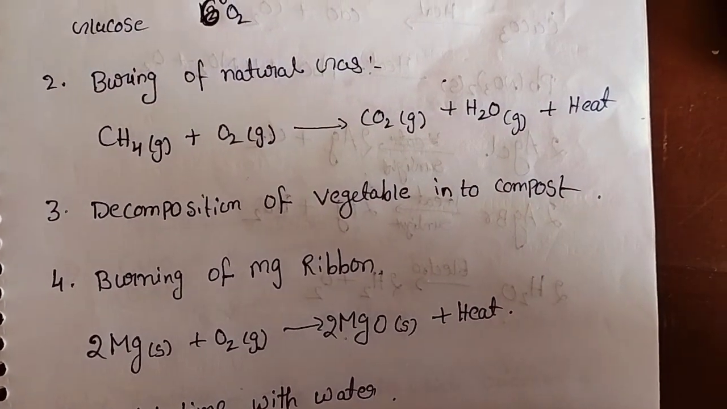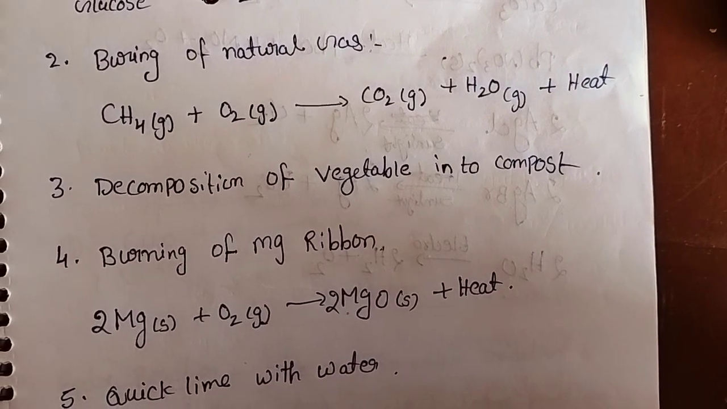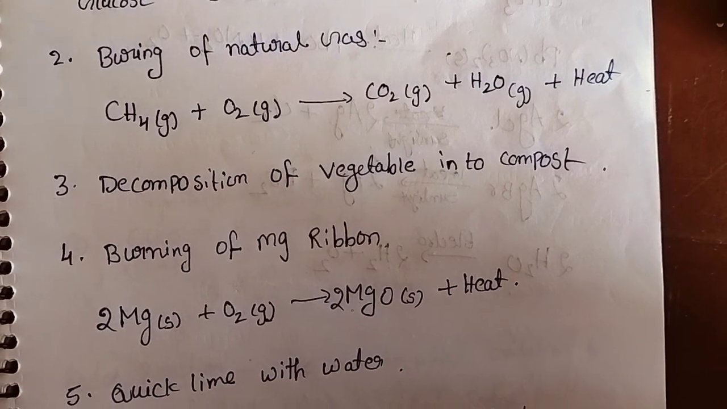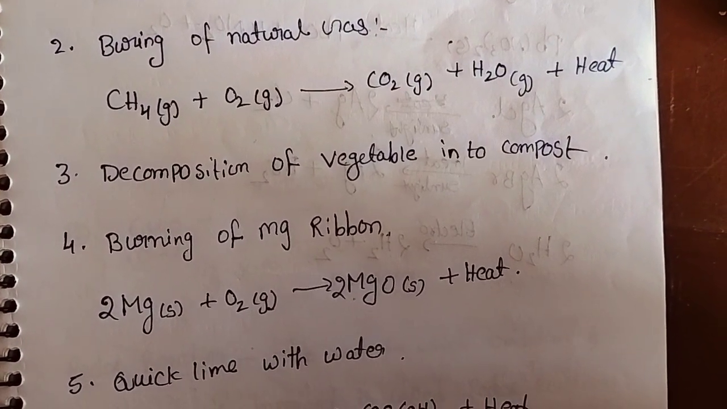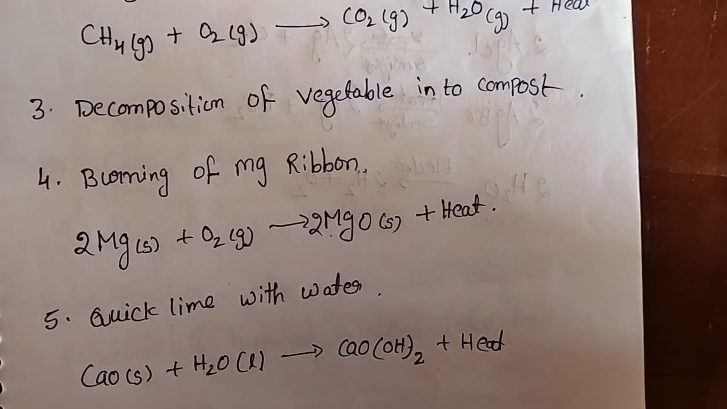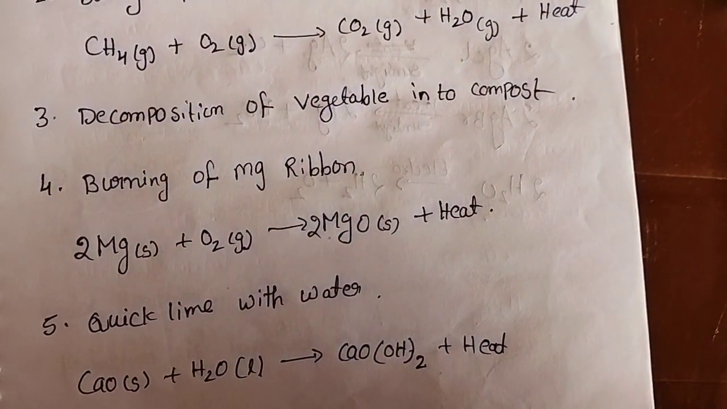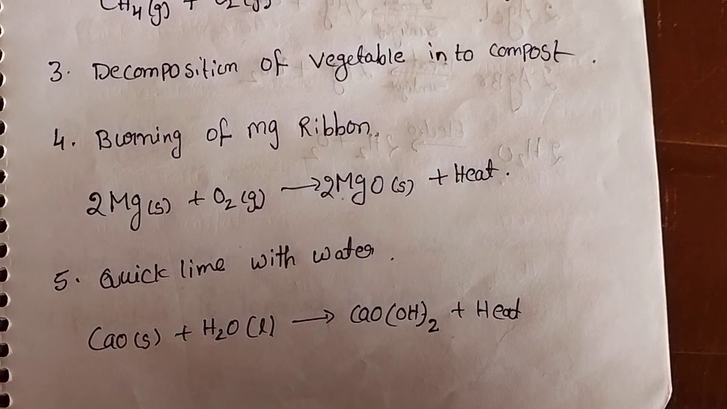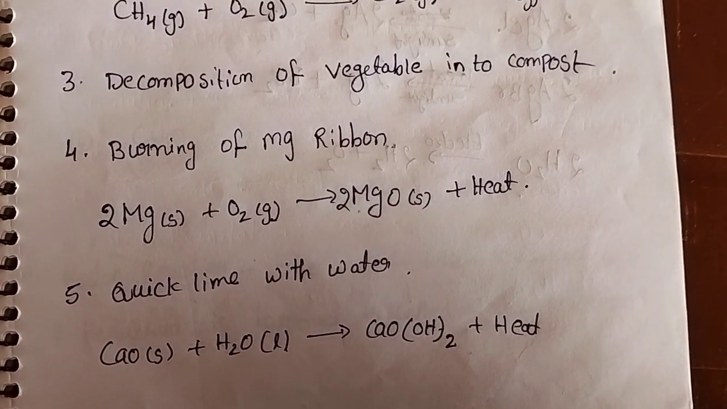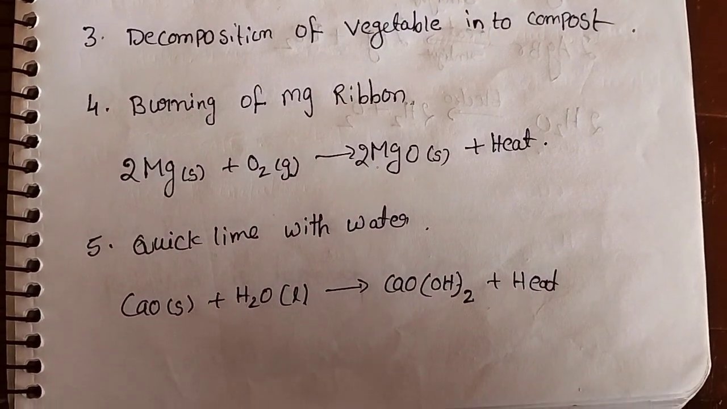So next one is burning of magnesium ribbon. If magnesium metal reacts with atmospheric oxygen, which is O2, they will give the magnesium oxide along with the heat. Likewise, quicklime, which is CaO, calcium oxide along with the water, they will give calcium hydroxide, and heat is also released in such a case, which is known as an exothermic reaction.